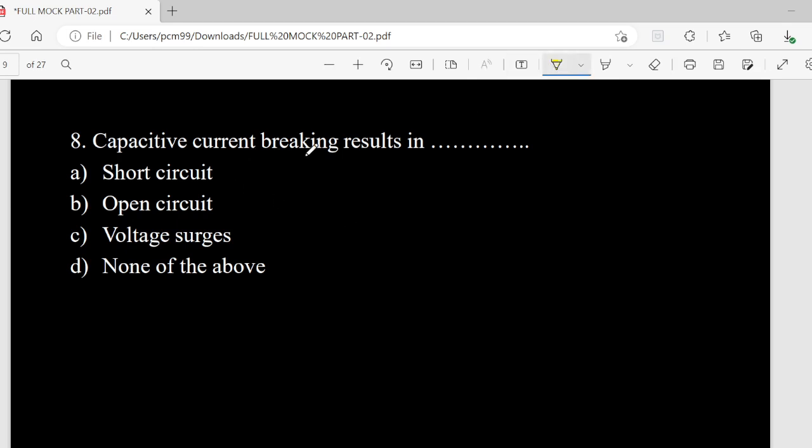Question number 8. Capacitive current breaking results in option A, short circuit; option B, open circuit; option C, voltage surges; and option D, none of the above. The correct answer is option C, voltage surges. Capacitive current breaking results in voltage surges.